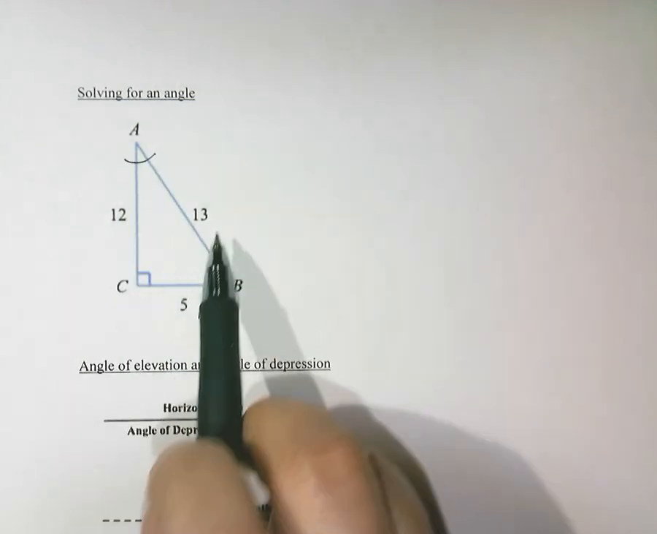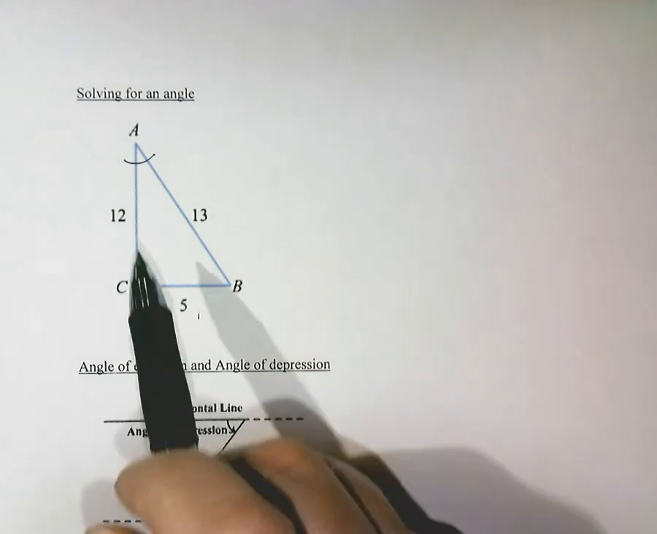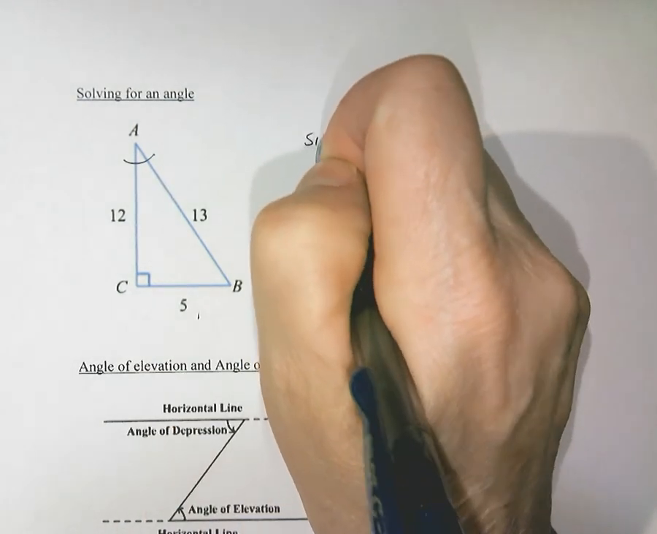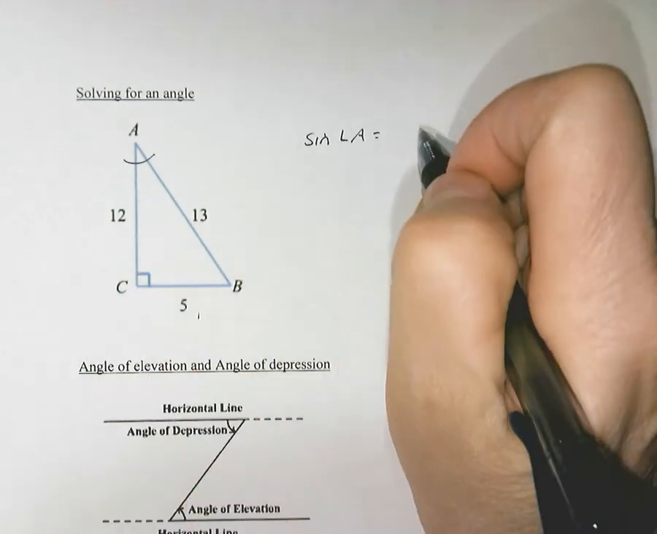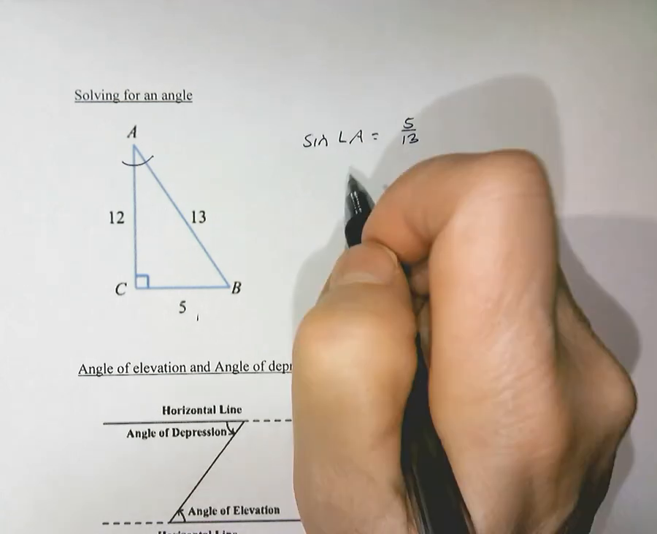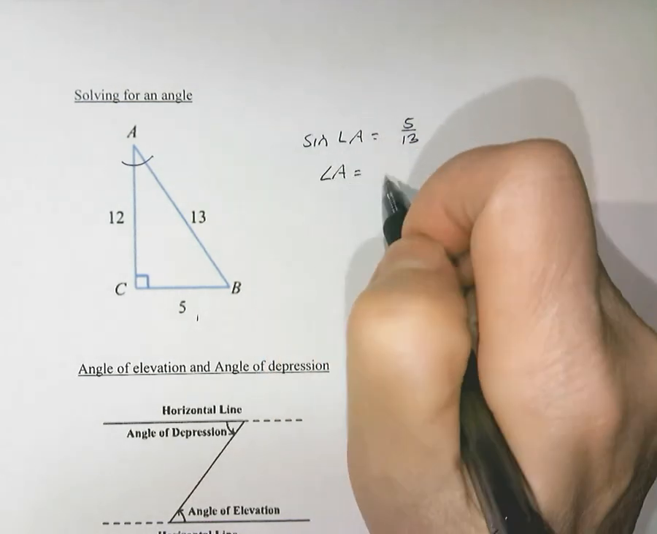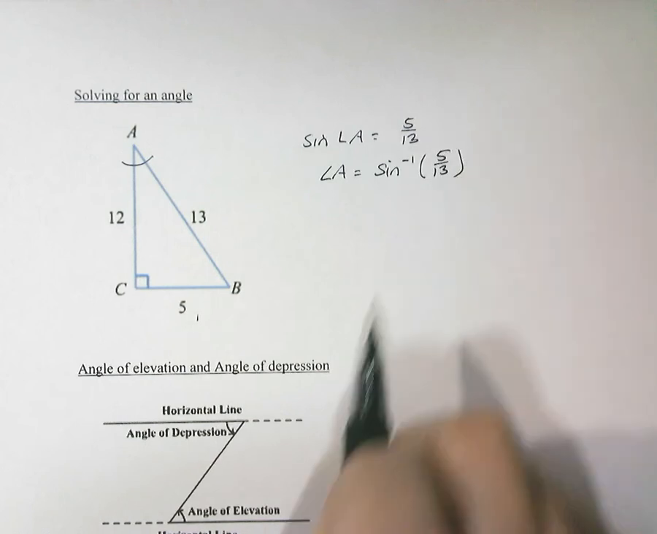I am given all three sides, so I don't care which trigonometric ratio I use. I will go ahead and use sine. I know sine of angle A: opposite is 5, hypotenuse is 13. So I want to find angle A. So angle A is going to be the inverse sine of 5 over 13.